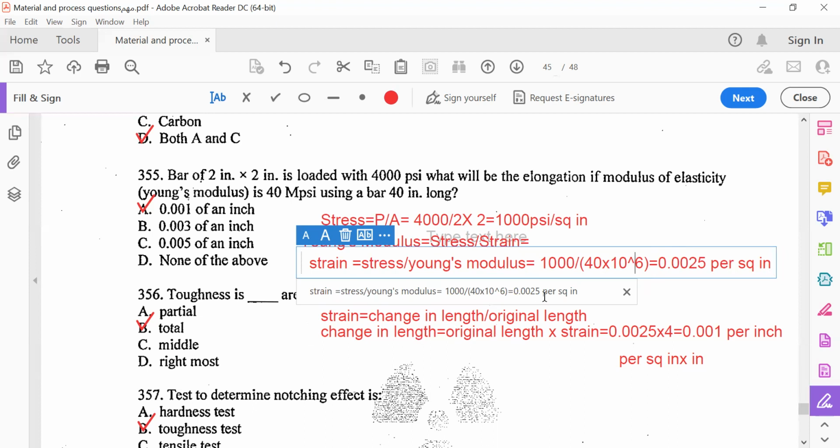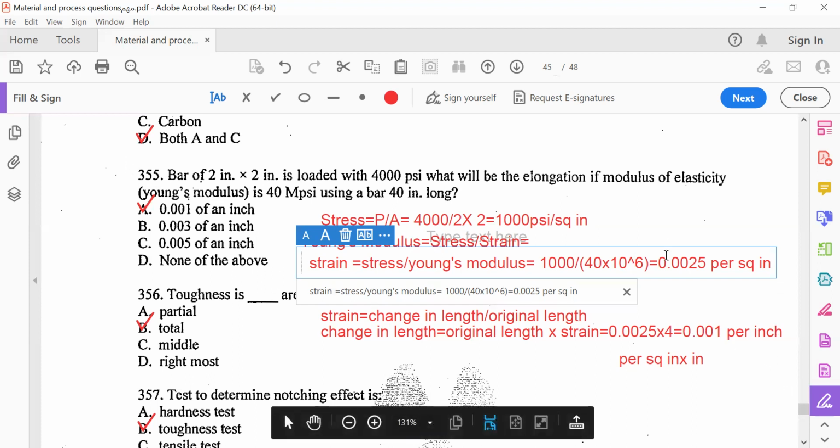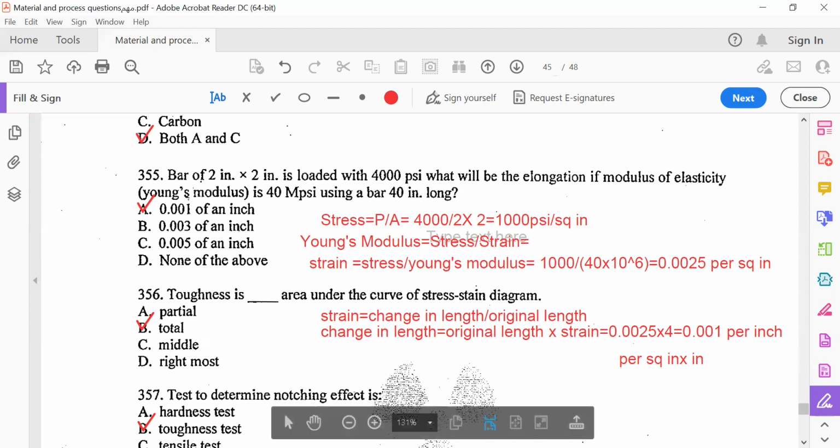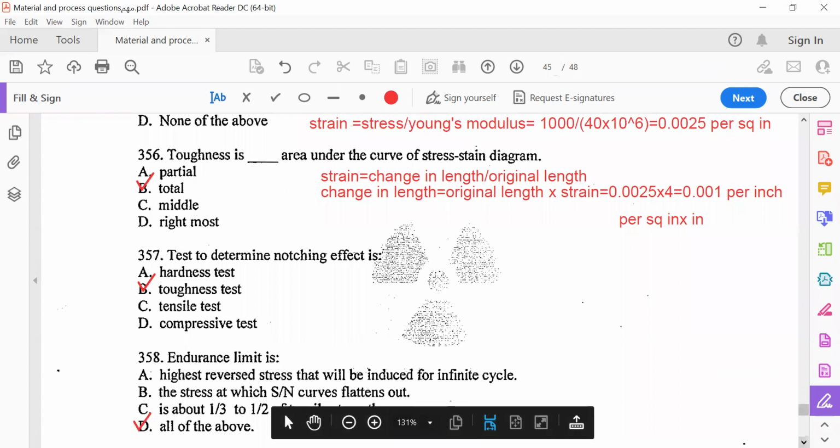Strain is change in length per original length. Then change in length is original length into strain, that is 0.001 per inch. Toughness is the total area under the curve of the stress and strain diagram. Toughness.